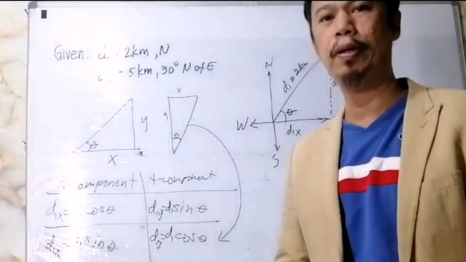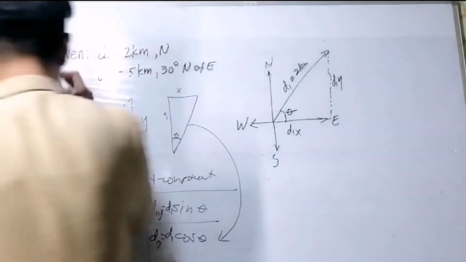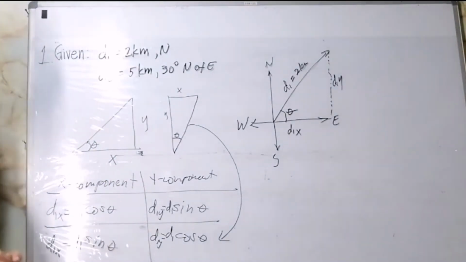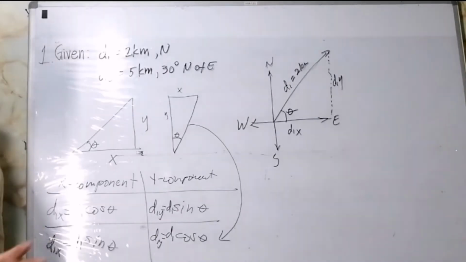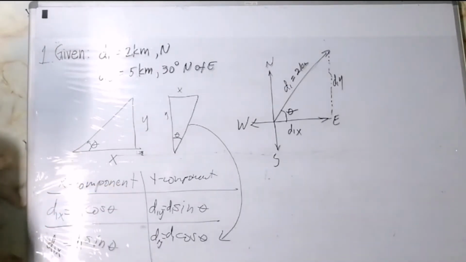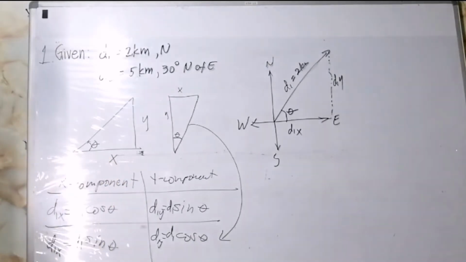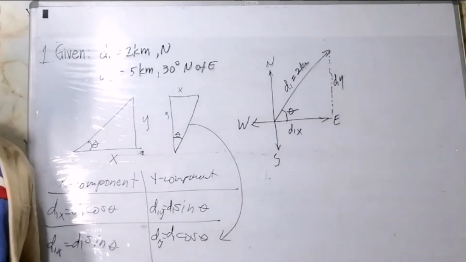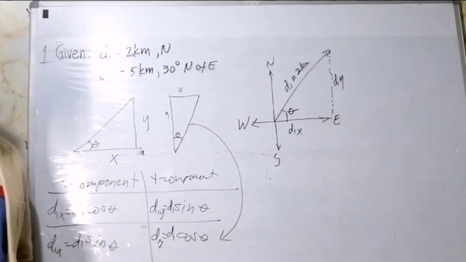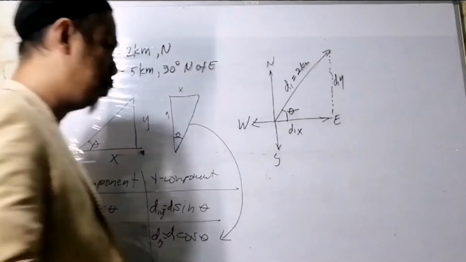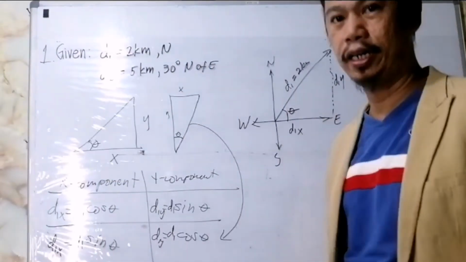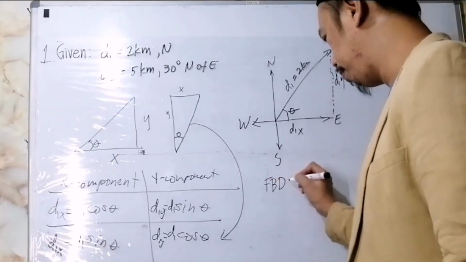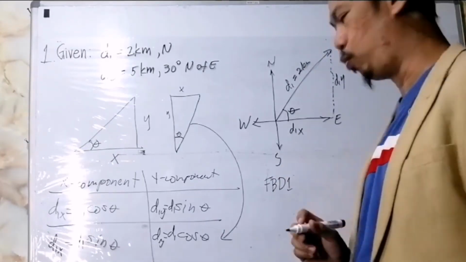This is our problem number 1. Suppose there is a distance covered by a mobile, 2 kilometers going north. Afterwards, it covers another distance of 5 kilometers, 30 degrees north of east. So we're going to draw the free body diagram first. The first thing that you have to do is to draw the free body diagram. Let's name it free body diagram 1.